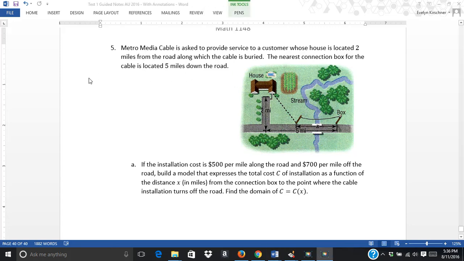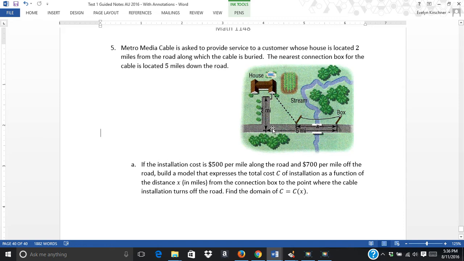All right, so Metro Media Cable has provided service to a customer whose house is located 2 miles from the road, along which the cable is buried, along here. And the nearest connection box is 5 miles down the road. So they gave us a nice picture here.